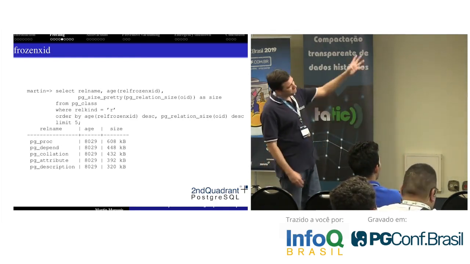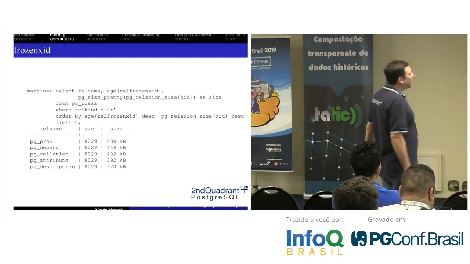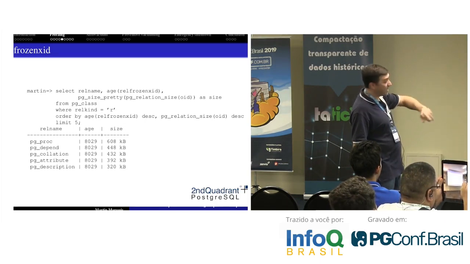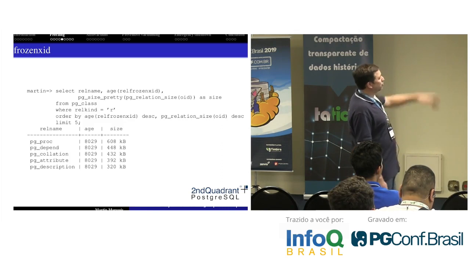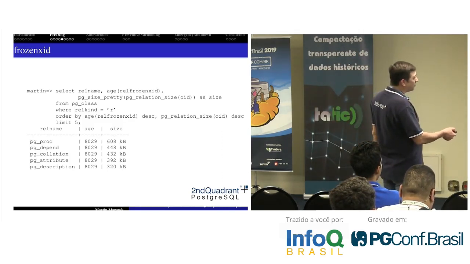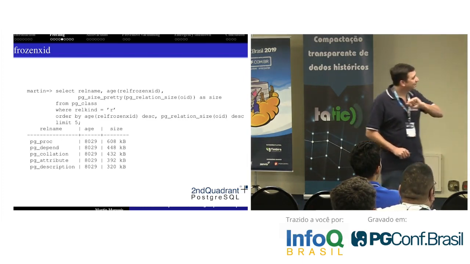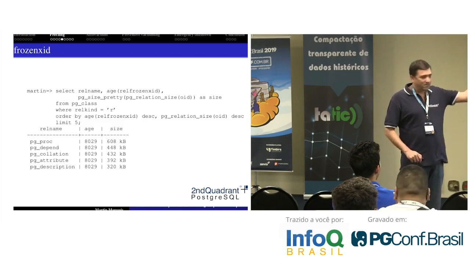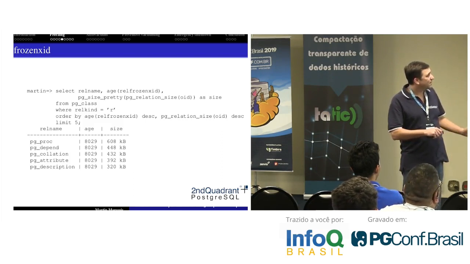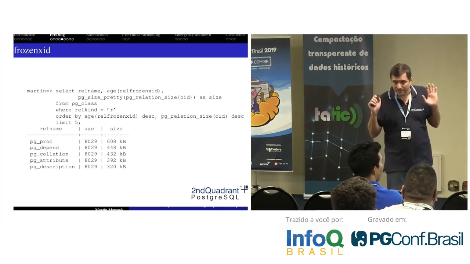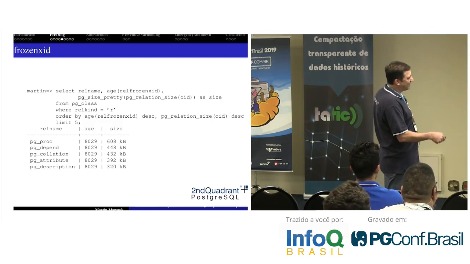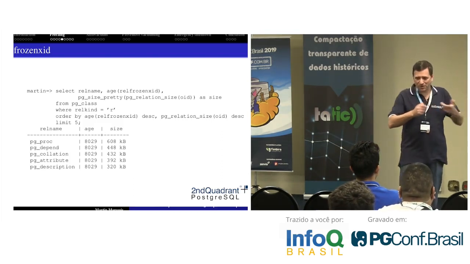So here's a nice query to check this. It checks all tables and gives you the name of the table, the age in transaction IDs, and the size. It's ordered by the age of relfrozenxid. You can see that this is the special column that holds the age of the whole table. That means there is a tuple in, for example, pg_proc that is 8,029 transactions old. That's because I created a cluster, and you can see that these are all catalog tables, and I've already been fooling around with the real table.